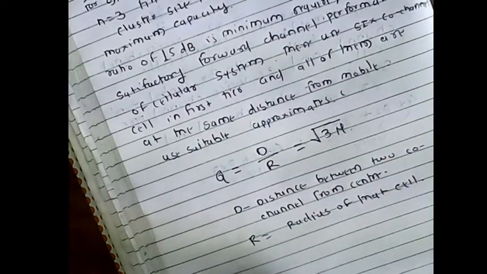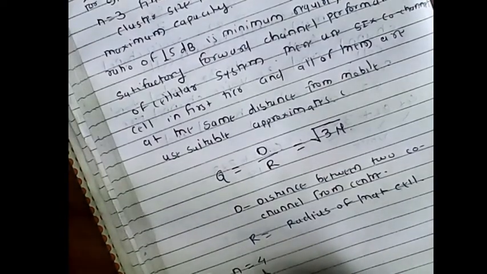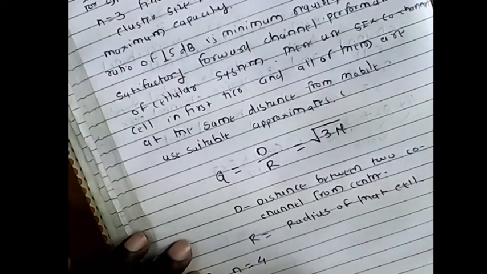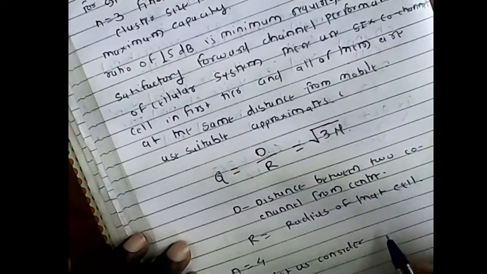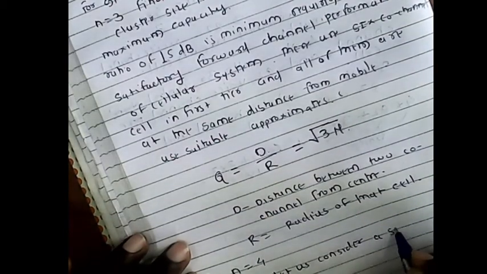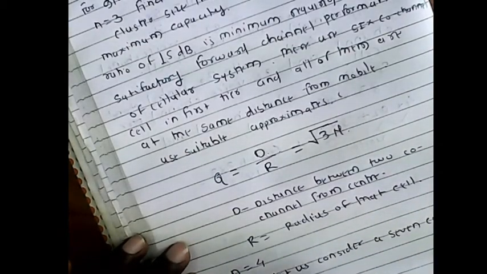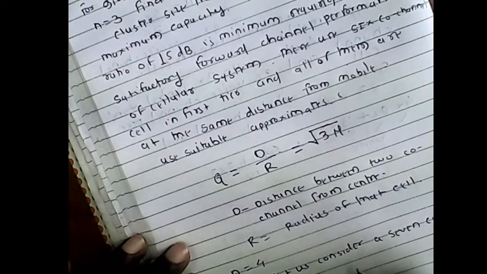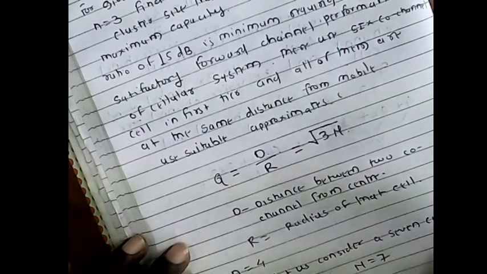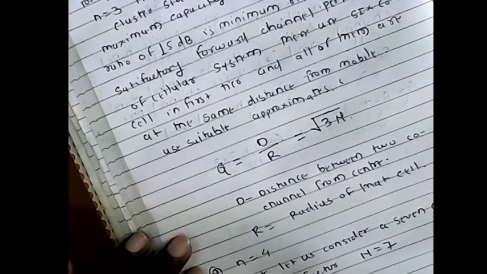Let's consider first the path loss exponent n equal to 4. First, let us consider a 7 cell reuse factor. So N is equal to 7 here.